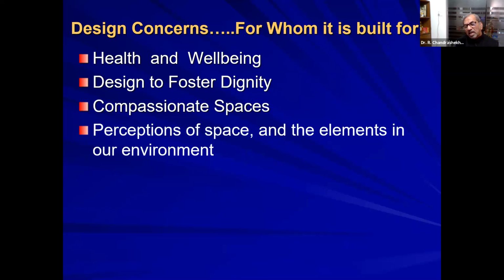Perception of space and the elements in our environment. You have to dovetail what kind of elements are in the environment and who is feeling comfort with that. And those kinds of elements are built into your spaces, and the material which you use, the texture, the color and the parameters. Are they used to?